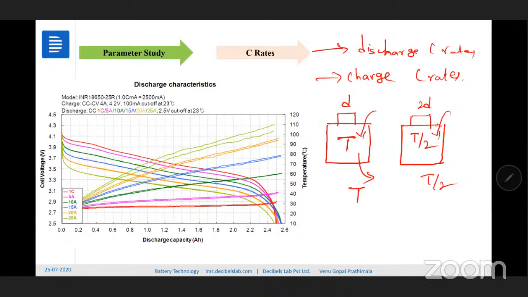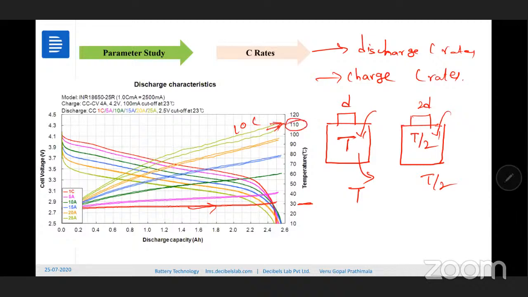There are many disadvantages in the discharge characteristics also. If you discharge at high current, high capacities or high C rates, the amount of current will be more, and your I square R losses will be more. Because of that, the temperature increment will also be more. You can see an example over here. The red indicates the 1 C rate and the green indicates 25 amps, which is approximately a 10 C rate. When we operate the cell at 1 C rate, we get 30 degrees Celsius, but when we operate the cell at 10 C, we get 110 degrees Celsius.